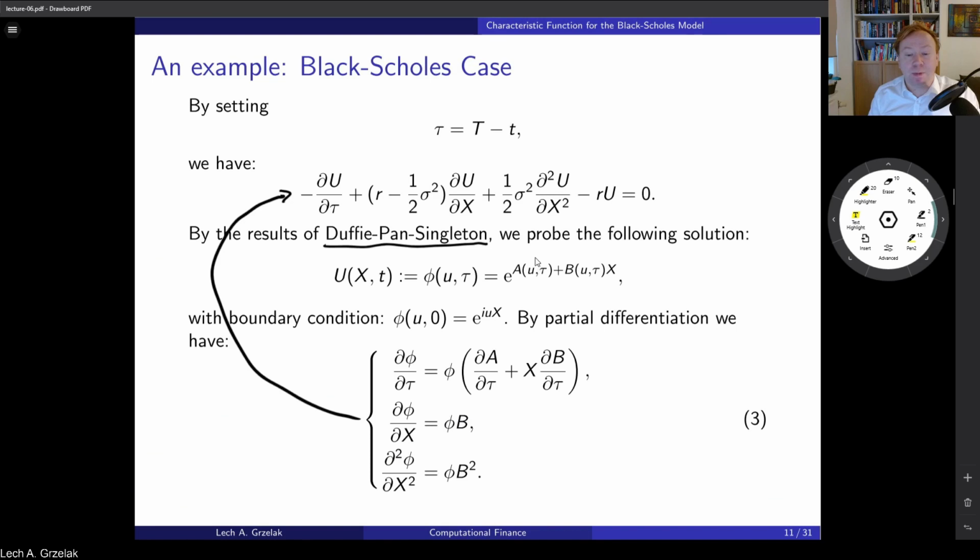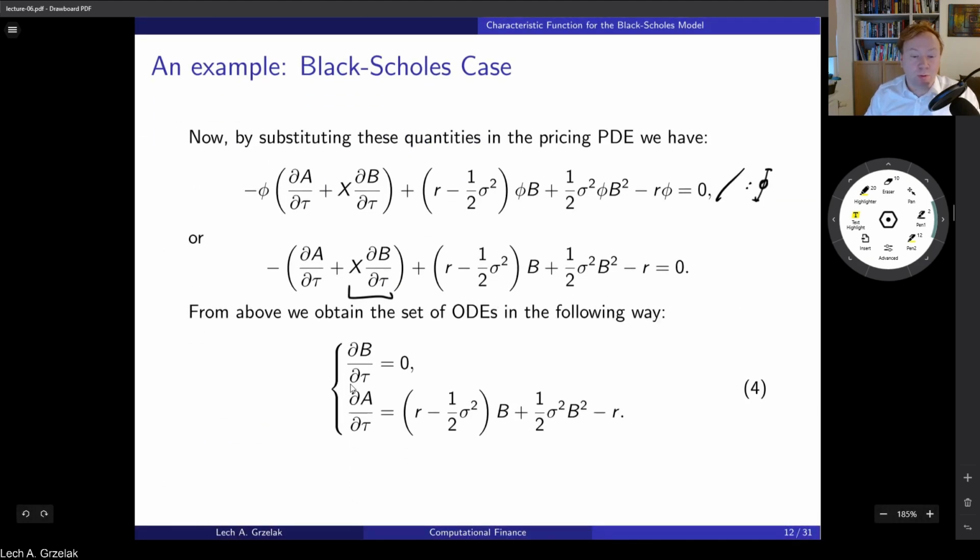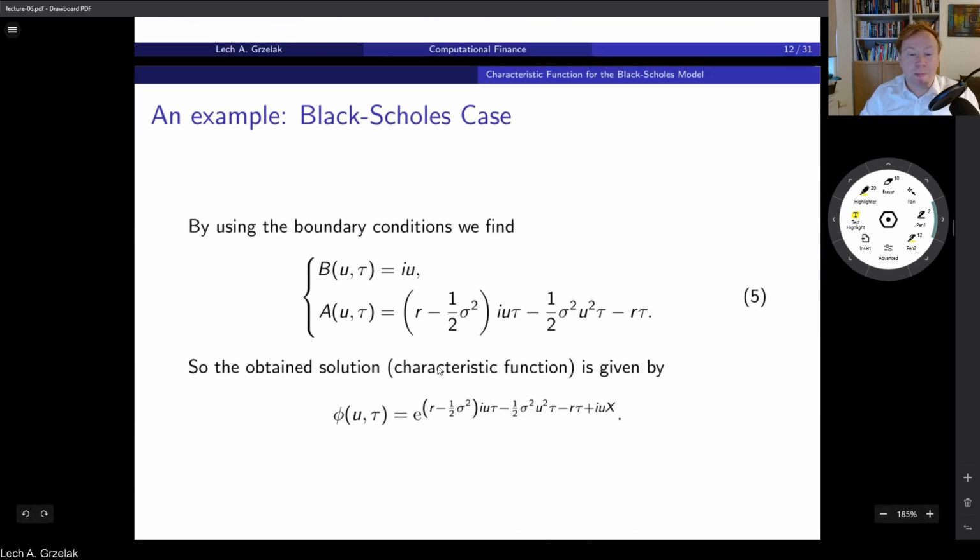So we know that at the maturity, or at tau equal to 0, this term is equal to 0, and this term is equal to iu. So these are the boundary conditions for A and B. We can write, with boundary conditions, B(u, 0) equal to iu, and A(u, 0) equal to 0. Those are the boundary conditions for those two ODEs.